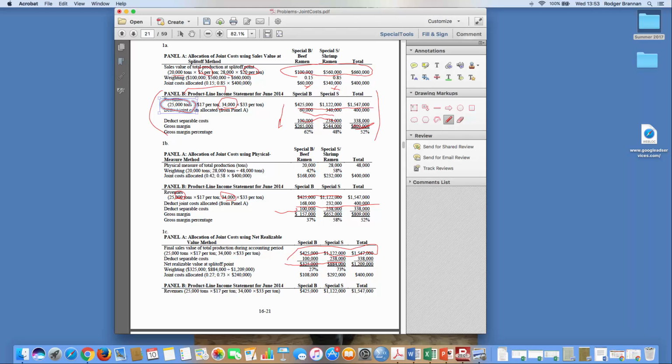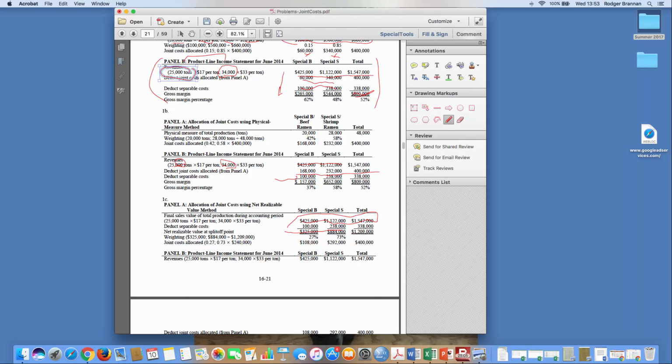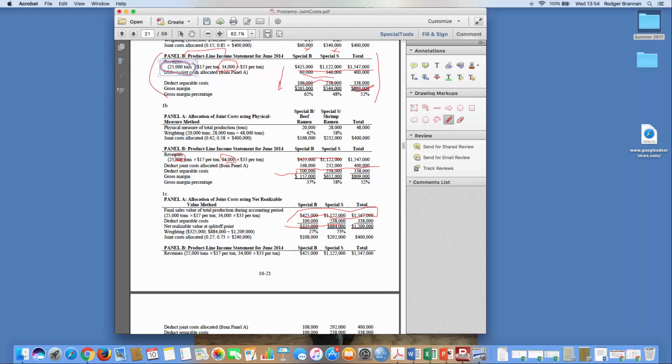And that's one of the other essential elements in this chapter. How, when, and why would I enhance a product? Well, only if I can change the outcome. If I can go from $100,000 net realizable value, which is all I get at the split off point for the beef ramen, to $325,000, I'll do it. To go from $560,000 for the shrimp to $884,000, I'll do it. That is why I enhance the product.